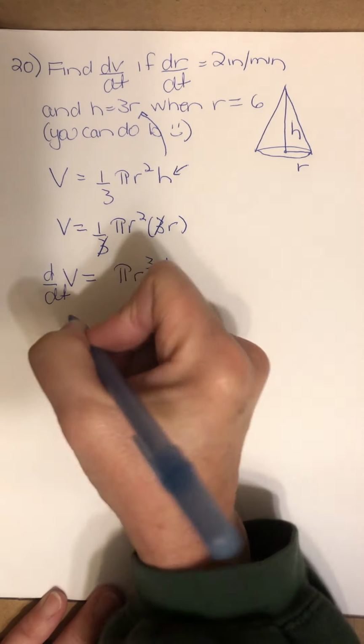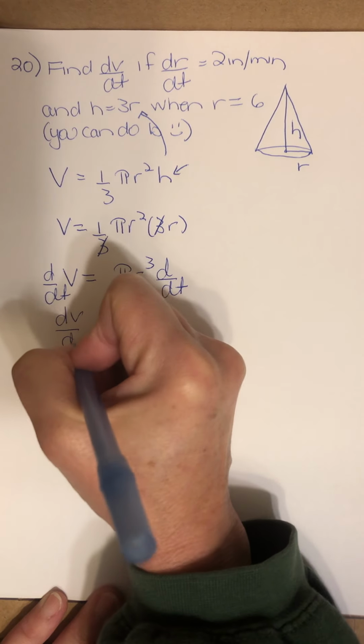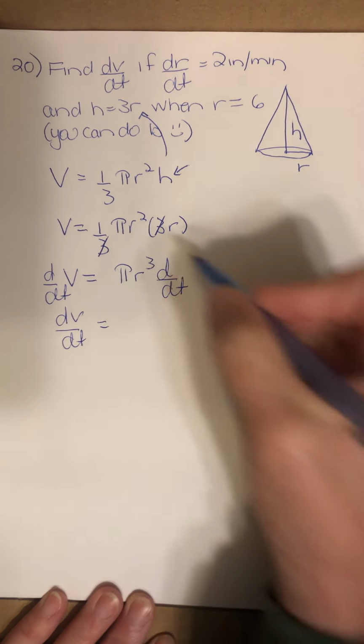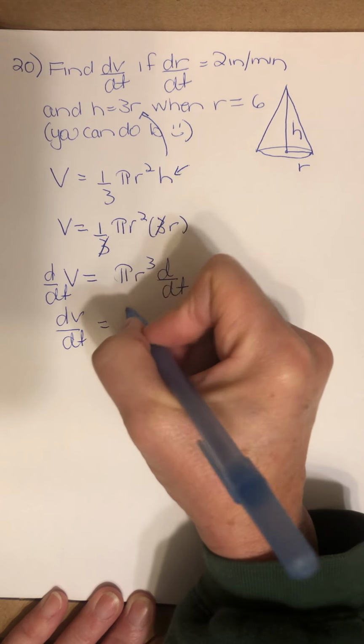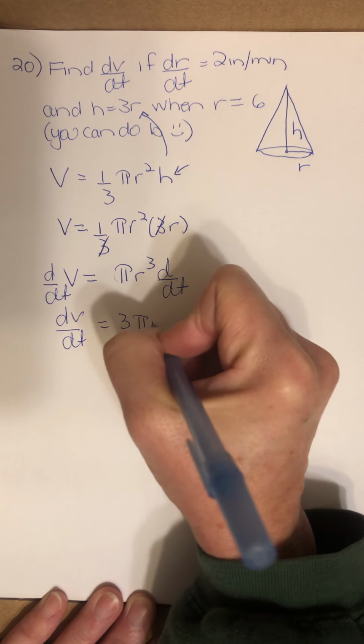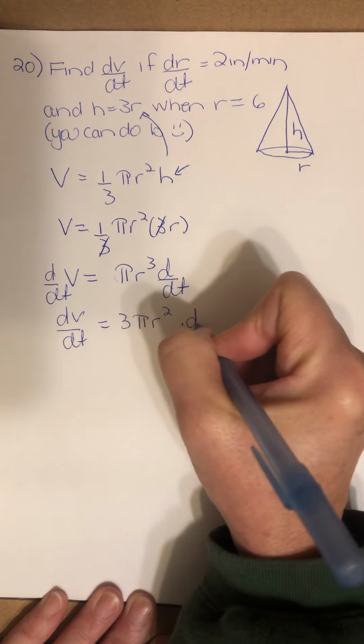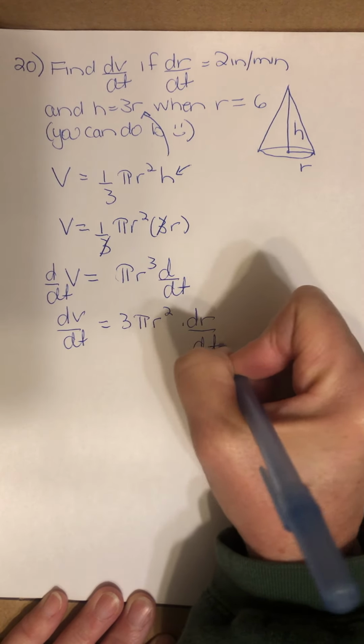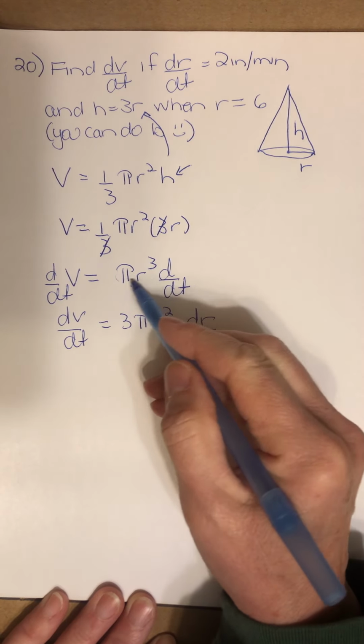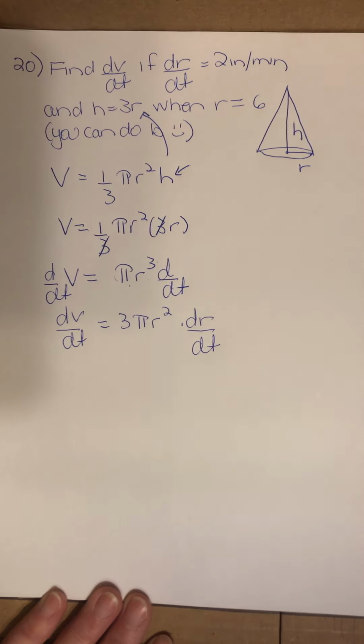Now we can take the derivative of both sides with respect to time, and we get dV/dt equals, let's take the derivative here, that'll be 3 pi r squared times dr/dt. Right, kept my pi, brought the 3 out front, multiplied it, reduced the exponent by 1.